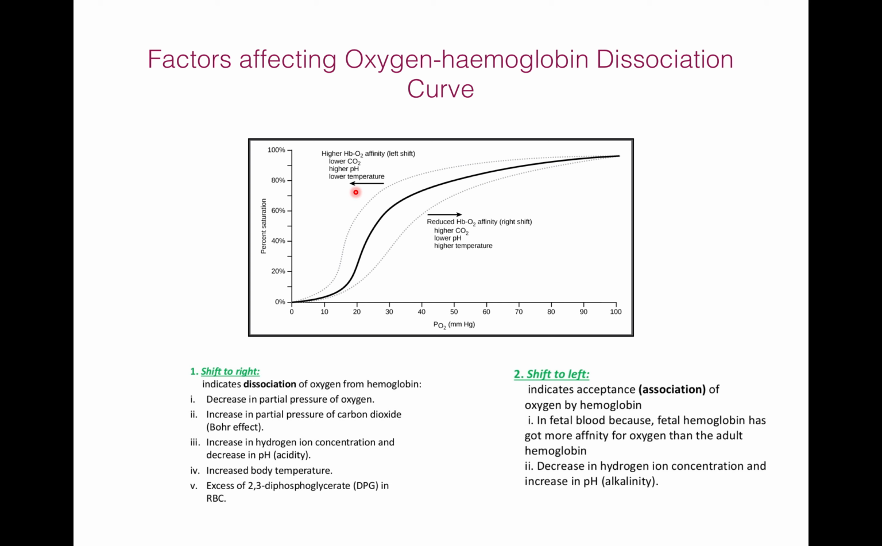1 gram of hemoglobin combines with 1.34 ml of oxygen. So 100 ml of blood contains 15 gram of hemoglobin. So 100 ml of blood contains 20 ml of oxygen, that is 15 into 1.34 ml per gram. This is just for your knowledge.